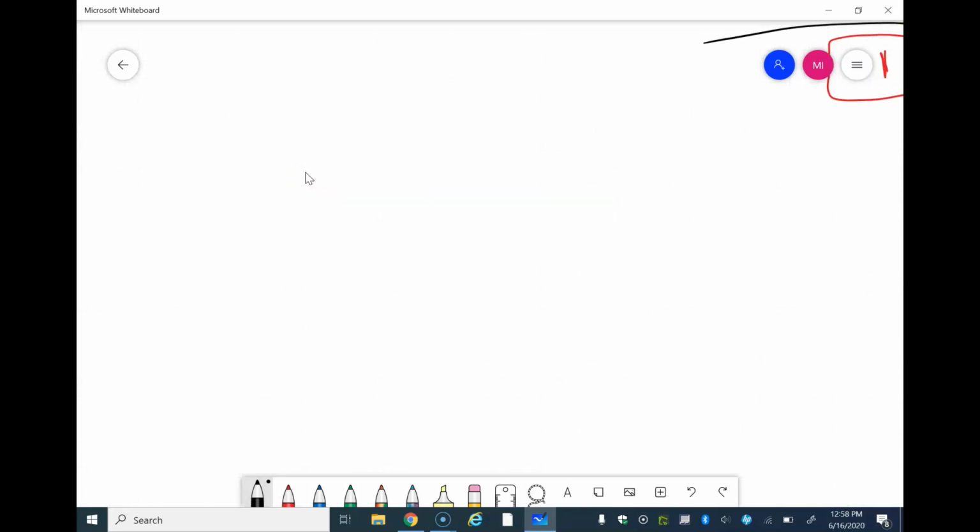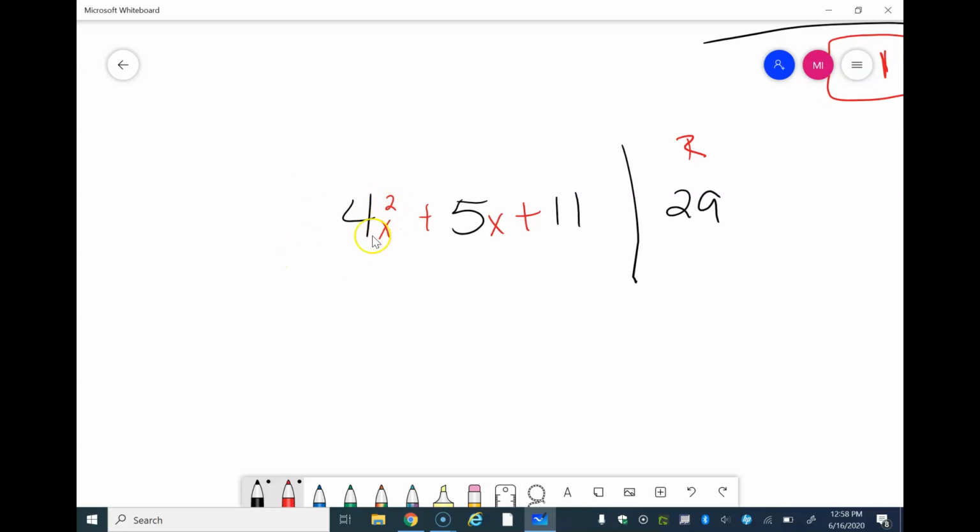So on the bottom, remember we had 4, 5, 11, and then we had the remainder of 29. So when we write our answer, our final answer is going to be, we're going to put in the x squared plus 5x plus 11 with a remainder of 29. So we always drop it down one exponent once we get our final answer on the bottom.